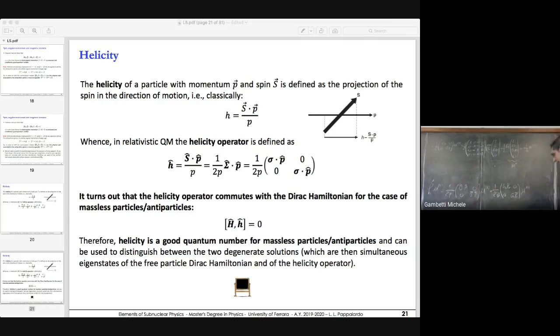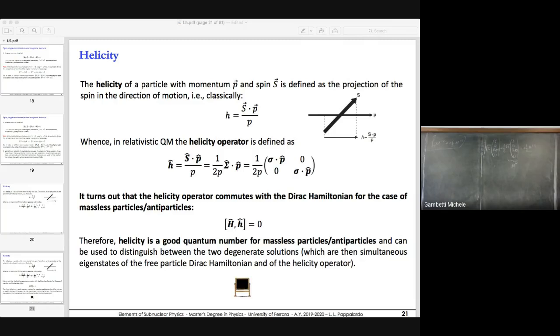So our result is, let me write it here, that when we apply the helicity operator over the first positive solution, when we neglect the mass and we move along the Z direction, then this turns out to be plus 1/2 U1. So this is an eigenvalue equation for the eigenfunction U1 with eigenvalue plus 1/2.